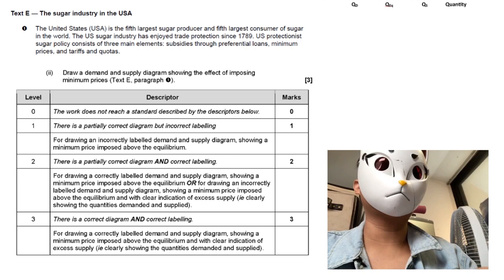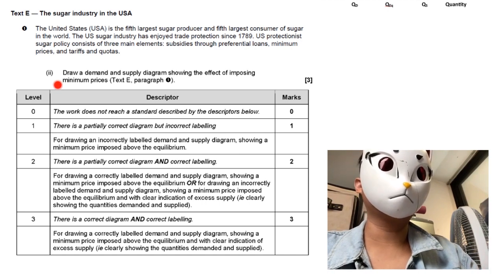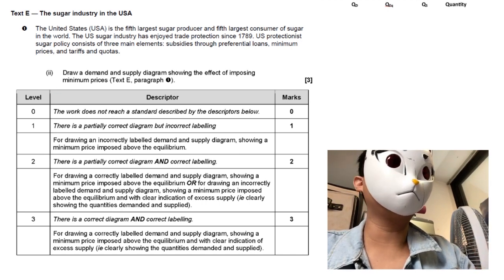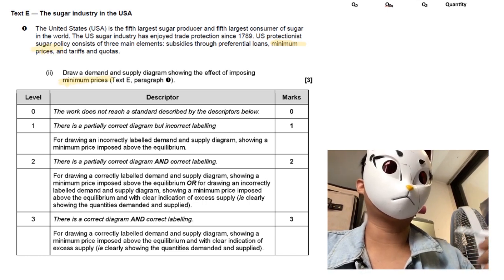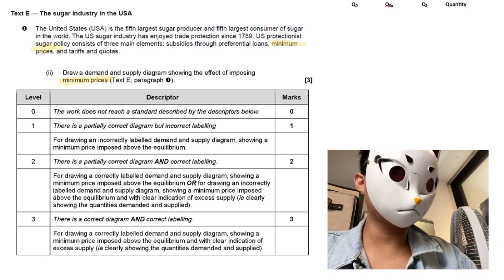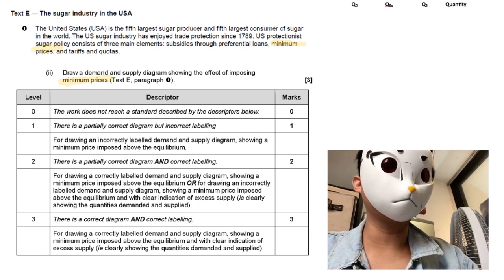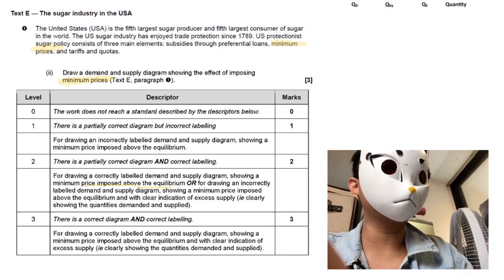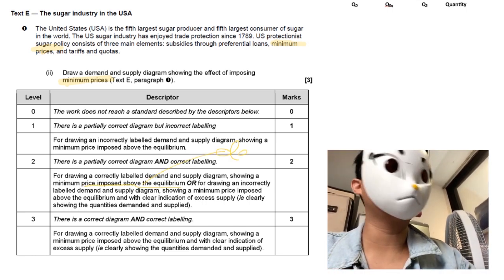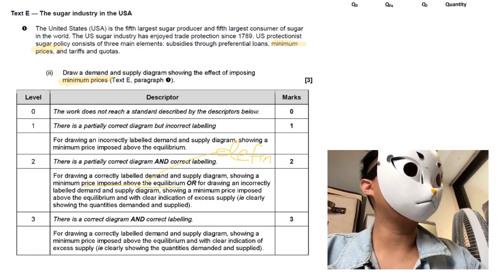Let's take a look at this question. Part 2 talks about a policy called the minimum price, and you have to draw a demand supply diagram to illustrate it. Of course, first of all, we have to define the meaning of minimum price. That means it is a price above the equilibrium. So this is the definition, you must give it.